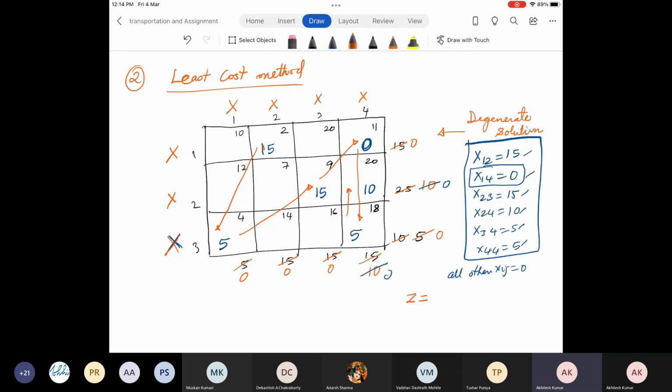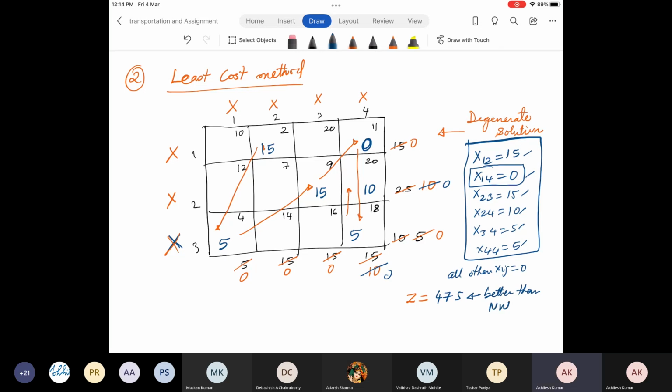What is the Z value here? Just multiply corresponding numbers and add them up. Sum of products. How much? 470? How much? 475. 475. So definitely better than Northwest.